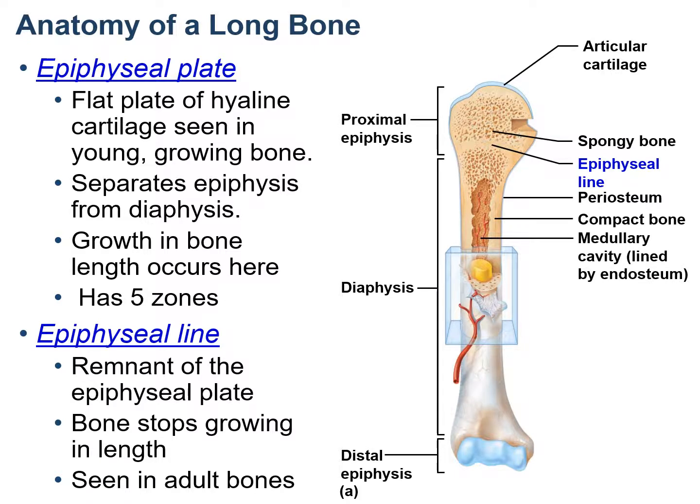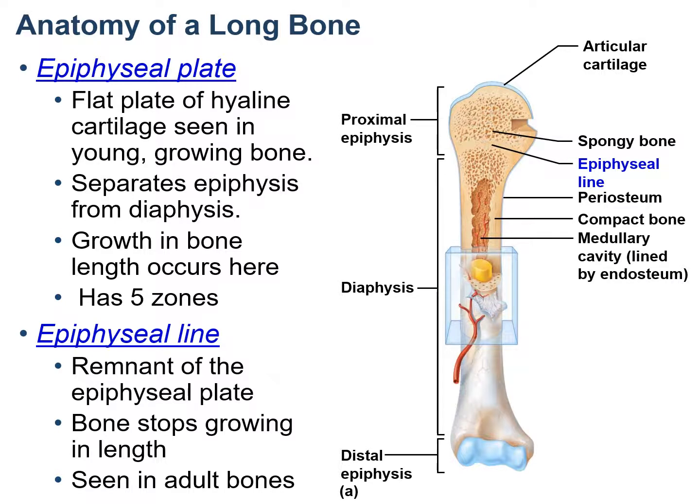I have just mentioned in one of the previous slides that at the junction of the diaphysis and the epiphysis, you would see the metaphysis. So in the metaphysis region, there is a plate. This plate is made up of hyaline cartilage, and you see this plate only in the bones of young growing individuals. And this plate separates the diaphysis from the epiphysis. All of the growth that occurs in the bone, that means when a person is growing in height and as the bones are elongating, all the growth occurs in this epiphyseal plate, and this plate has 5 zones. These are known as the growth zones.